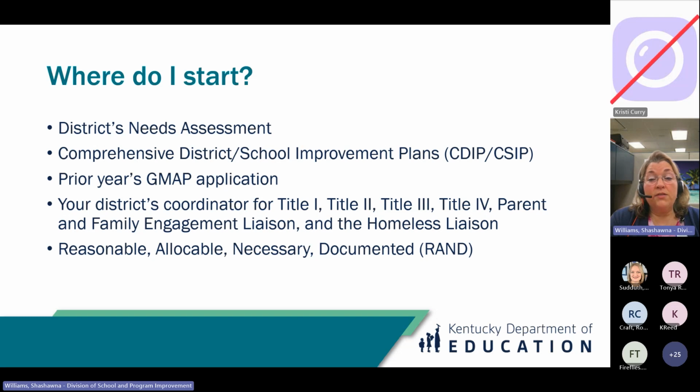Since Title V supports the other programs, it would be good to meet periodically with the district coordinators of those other title programs. You could also reach out to the PFE coordinator or the homeless liaison to see if there are specific ways that those programs need more funding in your district. Because the coordinator has more knowledge of their specific title program, they're a valuable resource when choosing how to allocate your Title V funding. RAND definitely should be considered when allocating any Title V funding.